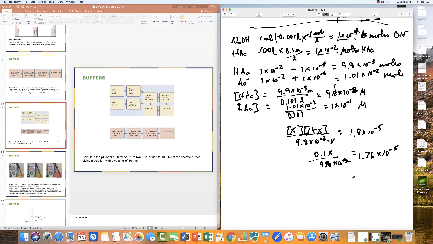And if you do the pH calculation on that, you get 4.75. So it went from 4.74 to 4.75. Notice that the addition of fairly strong acid had virtually no impact. And that is exactly how buffers work. And that's exactly what I wanted to show with this calculation.